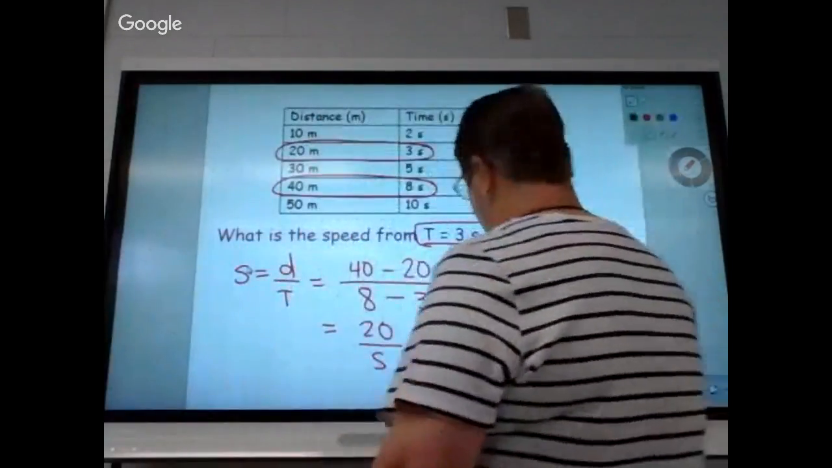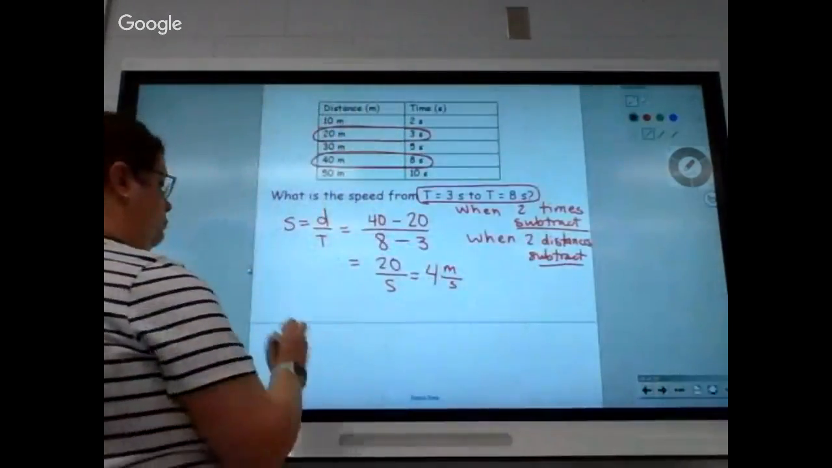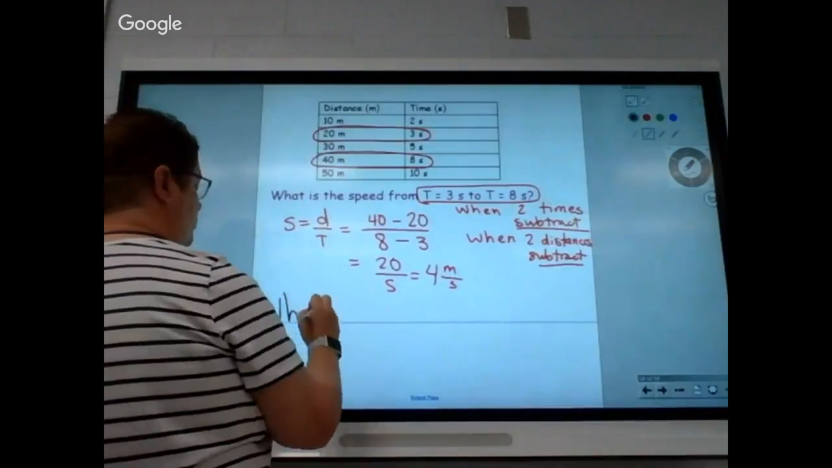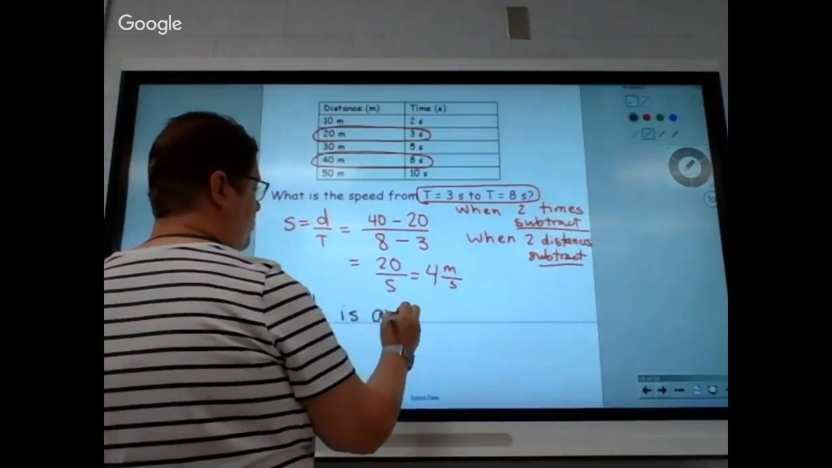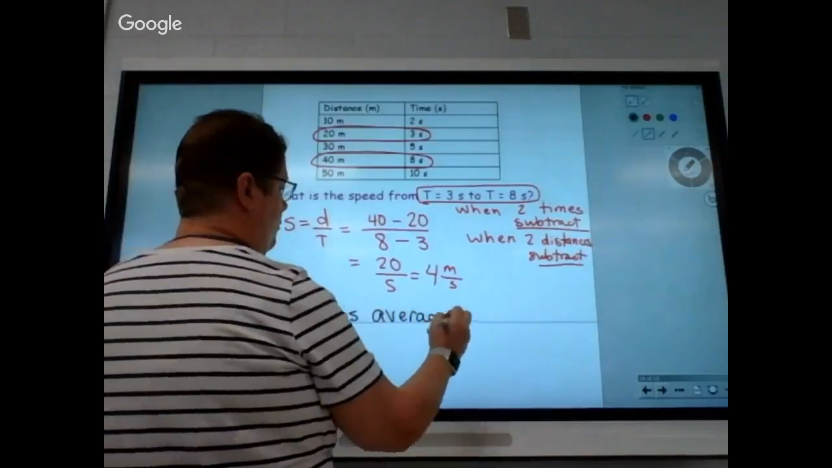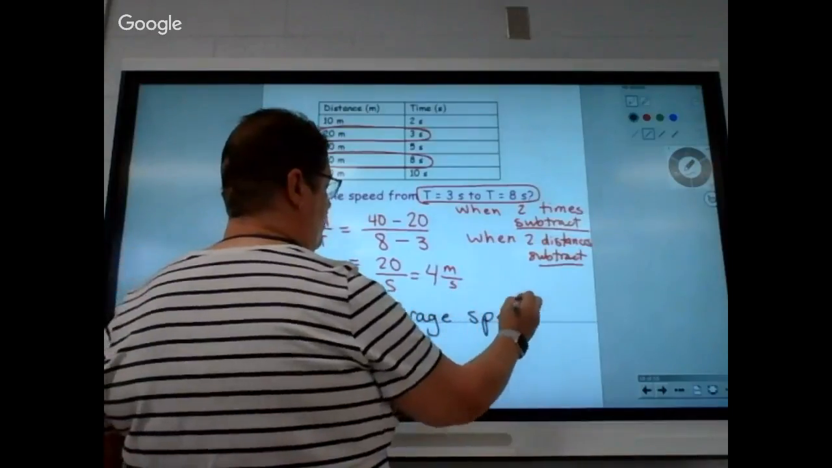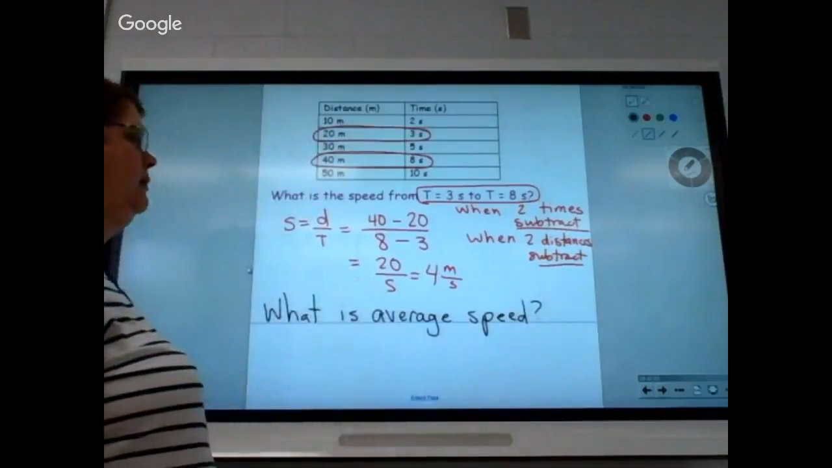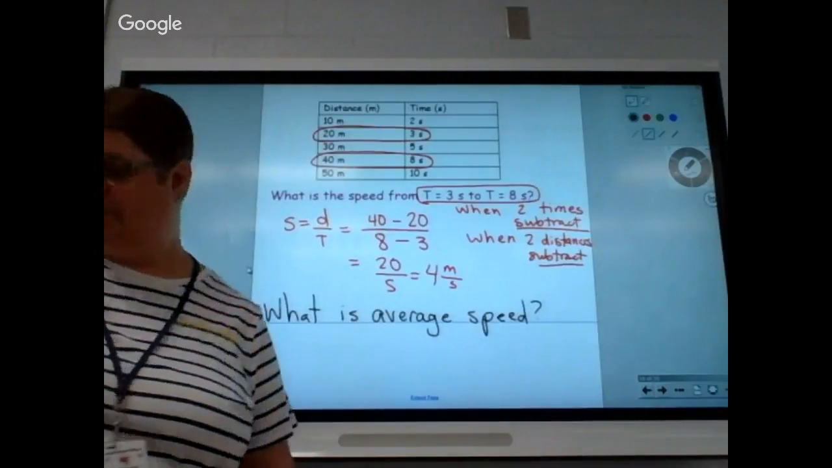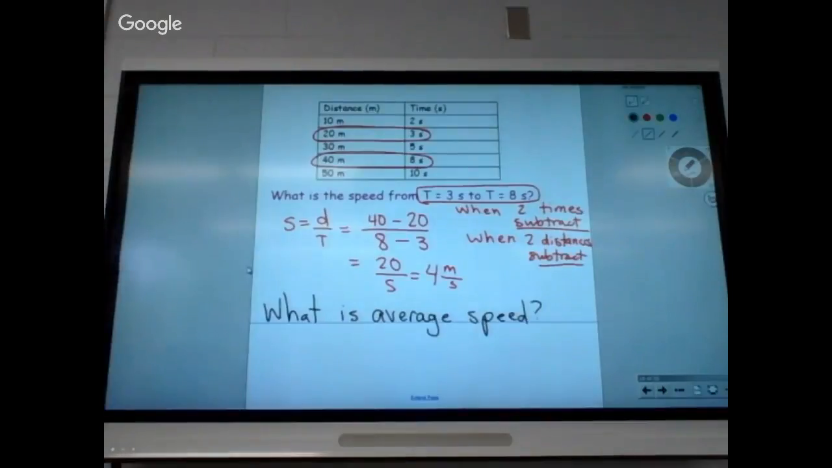Now, last question. Using the same chart. Okay, same chart. All right. How do we find average speed? Bree, wake up. You're going to need to know this from the lab. How do we find average speed?